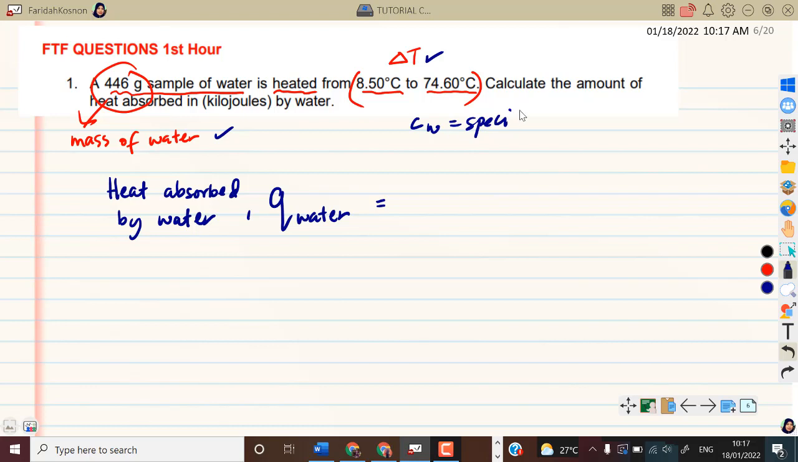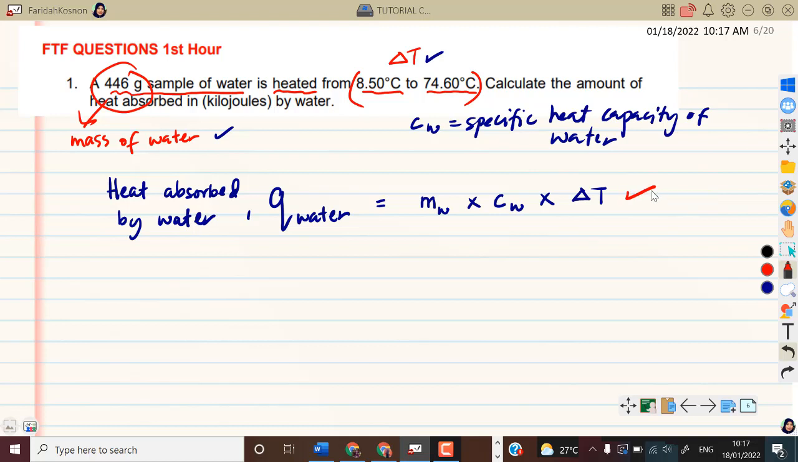Okay, saya tulis kat sini, specific heat capacity of water. So you can see here, kita boleh kira menggunakan apa? Mass of water, M tu huruf kecil, times specific heat capacity of water times delta T. Alright. Okay. So you should please write the formula first. Okay. And then show the substitution where the mass of water is 446 gram. Okay. Times specific heat capacity of water.